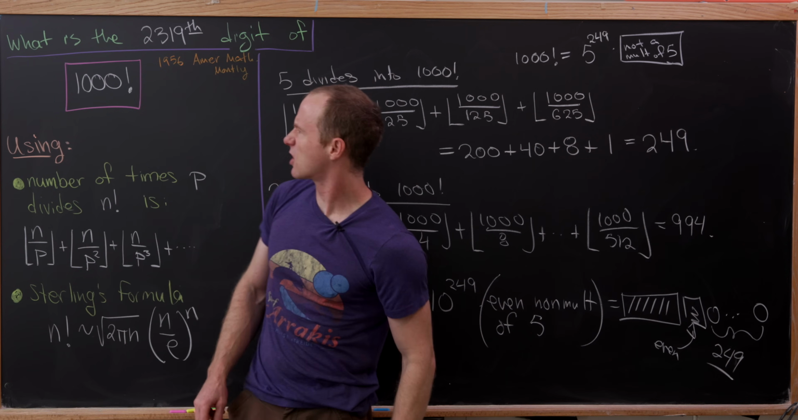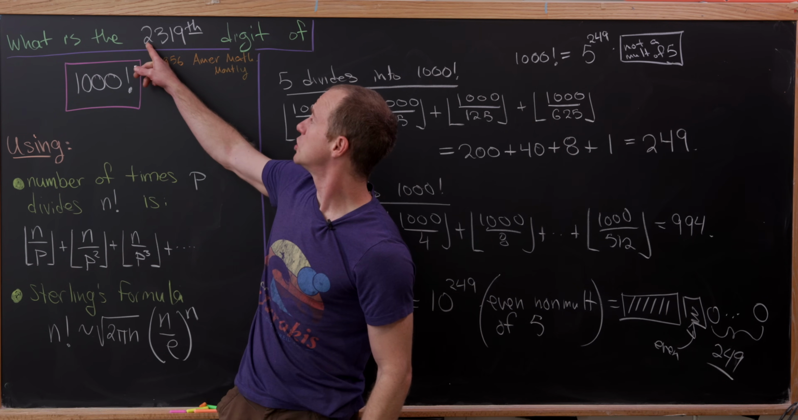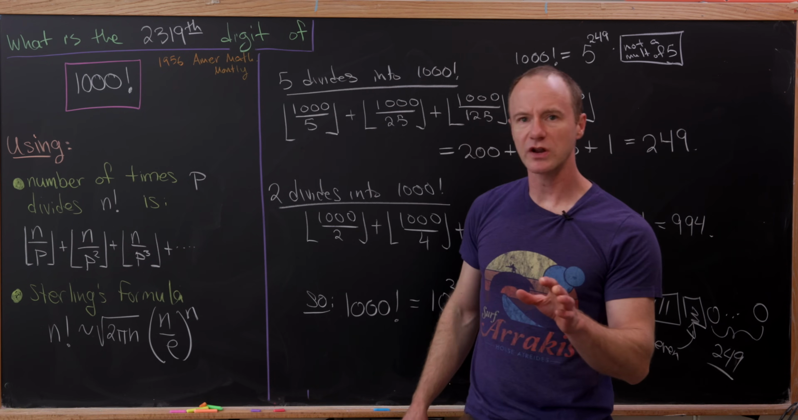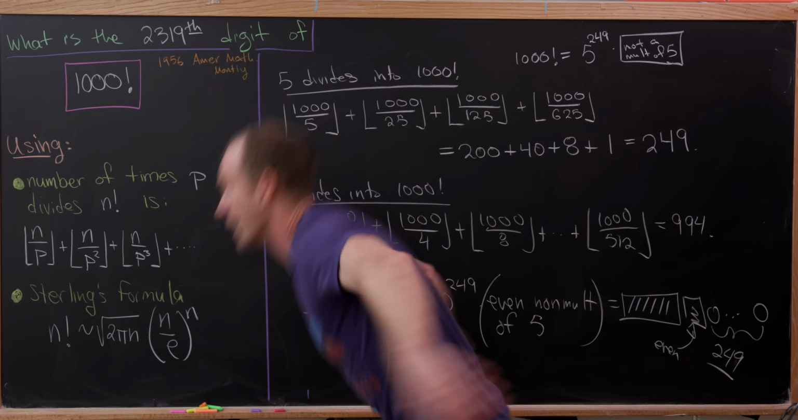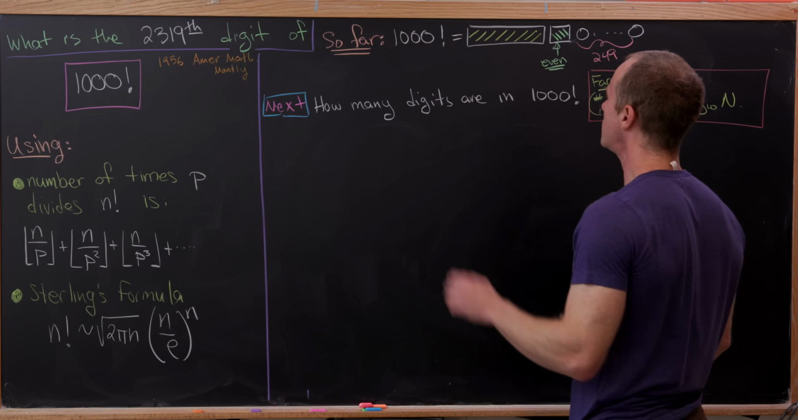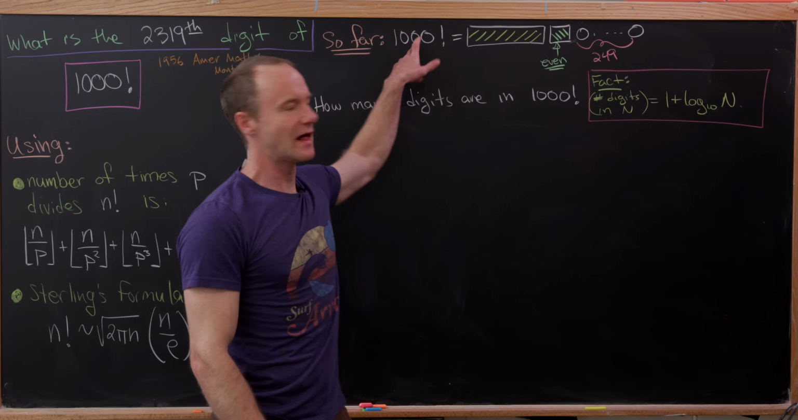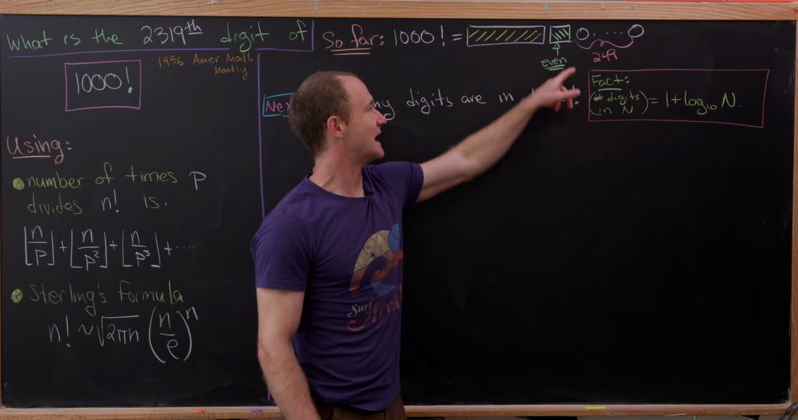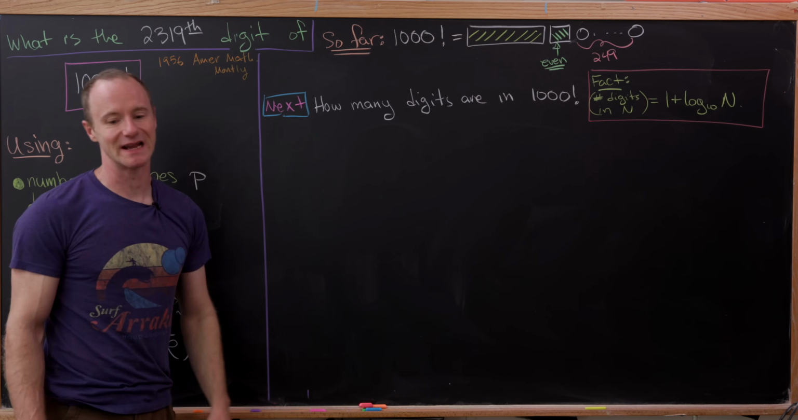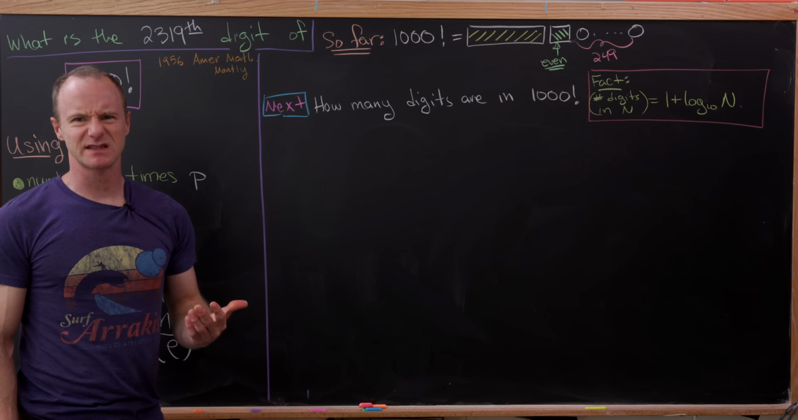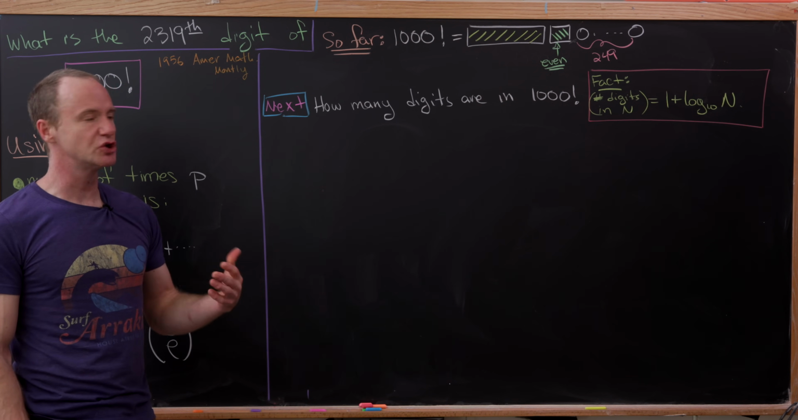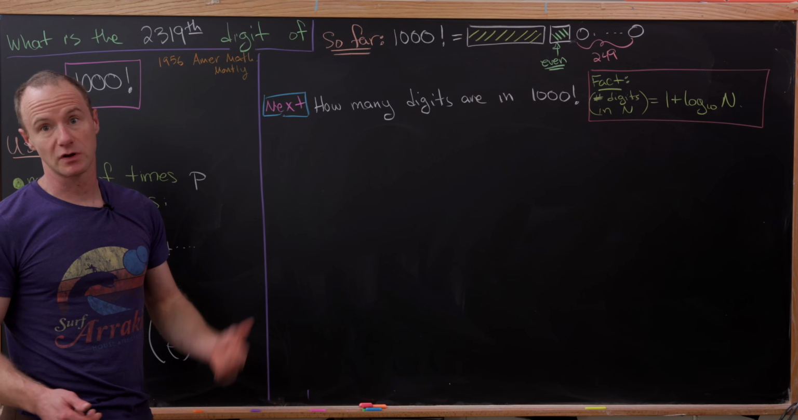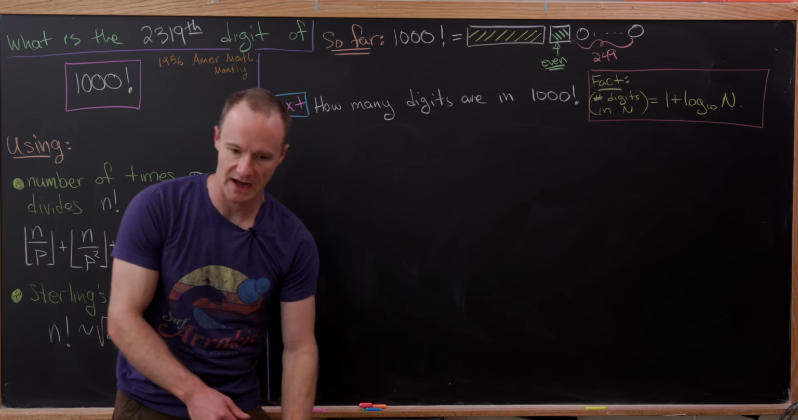Now we just need to determine where the 2,319th digit sits. And in order to do that, we're going to use Stirling's formula. So far we know that 1,000 factorial has this big chunk at the beginning, then an even digit, and then it ends in 249 zeros. So that means it's a multiple of 10 to the power 249, but no other multiple of 10. It's got some multiples of 2, but no other multiples of 5.